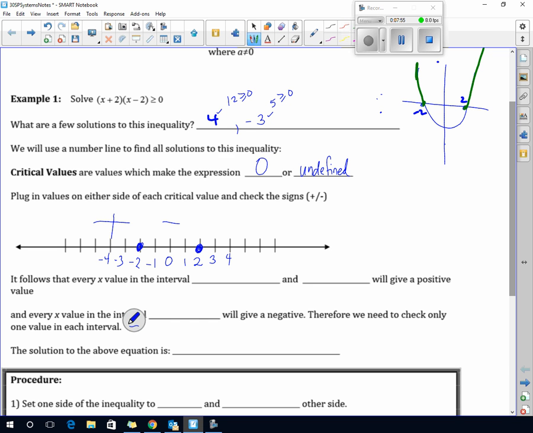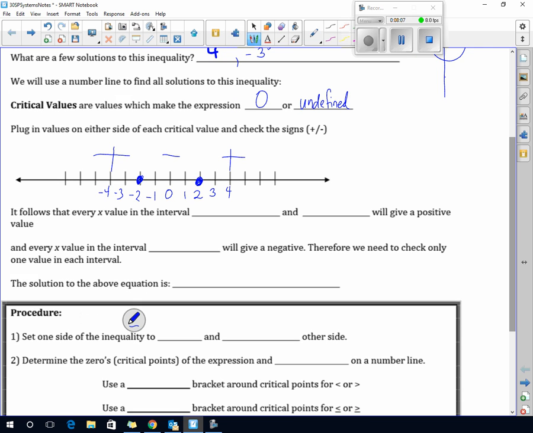So then what you do after you do this sign diagram, I'm going to write it down, a sign diagram. Sometimes people think I'm talking about S-I-N-E versus S-I-G-N. This is a sign diagram because it's showing the signs in different intervals. So it follows that every x value in the interval, what and what will give you positive values.